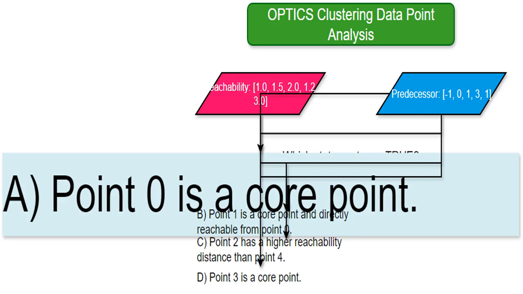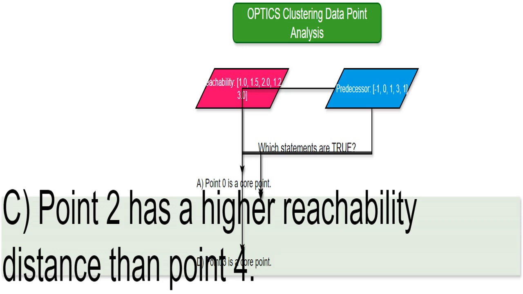In this context, I'm comparing the reachability distances of point 2 and point 4. Point 2 has a reachability distance of 2.0, while point 4 has a distance of 3.0. Thus, point 4 has a higher reachability distance.